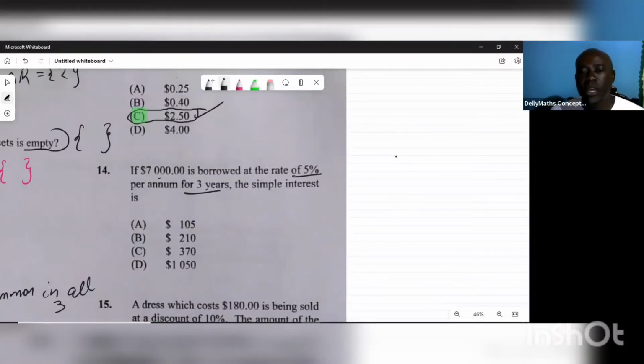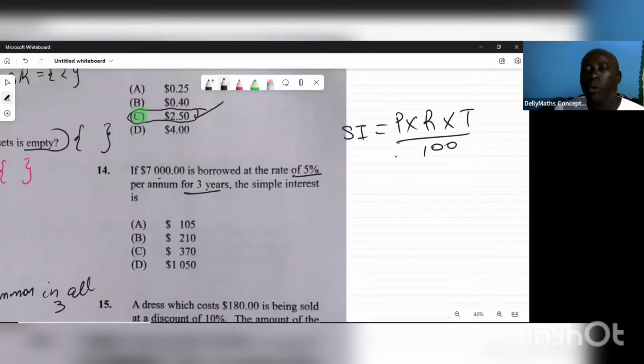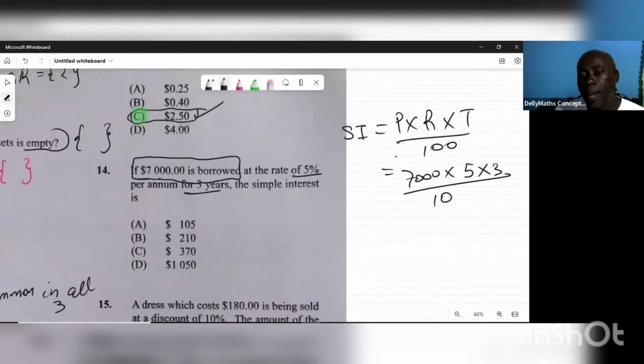Remember, simple interest is given by the formula P times R times T over 100, where the P stands for principal, the R stands for the rate. So this is the principal, and the principal is the money invested or borrowed. So $7,000 times the rate, which is 5, times 3, divided by 100. But definitely they are going to set it up so that you get some nice numbers to work with. You understand? So basically you just multiply out.